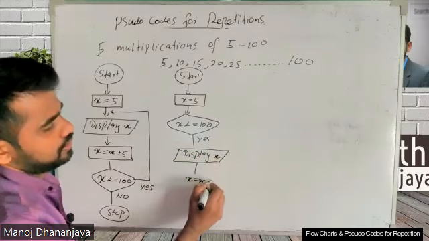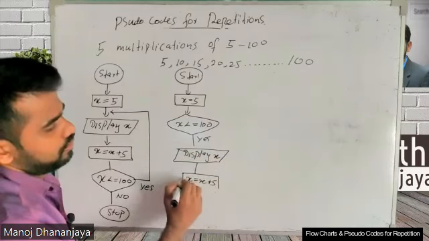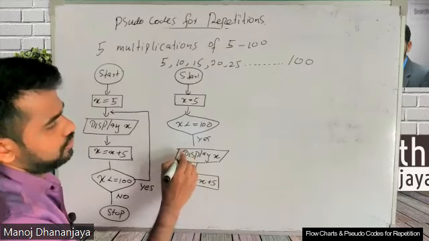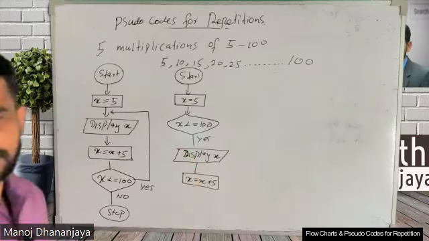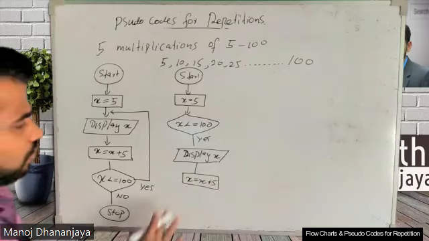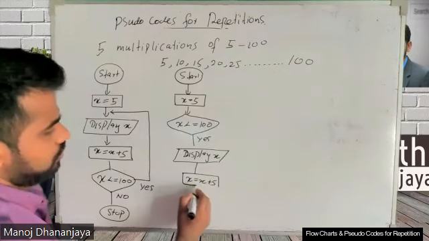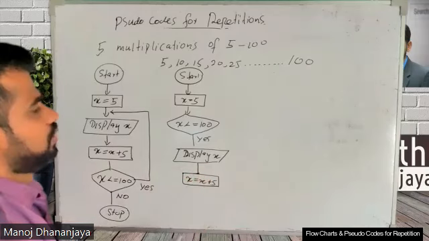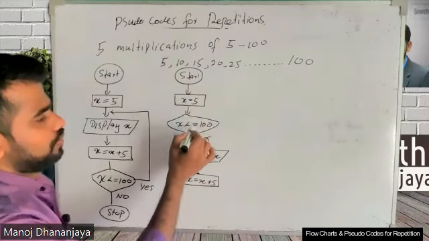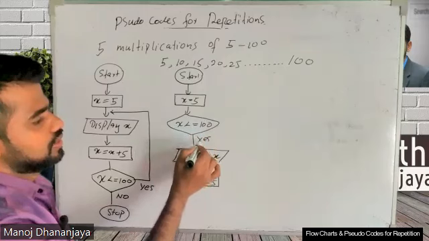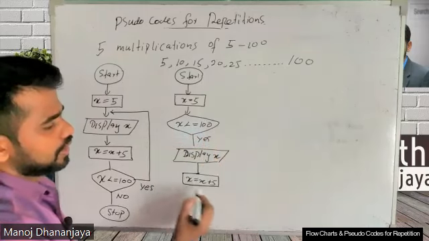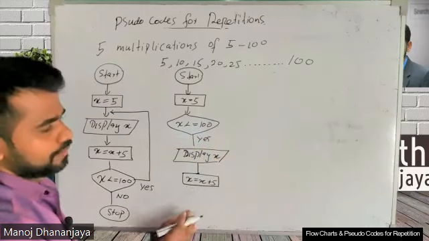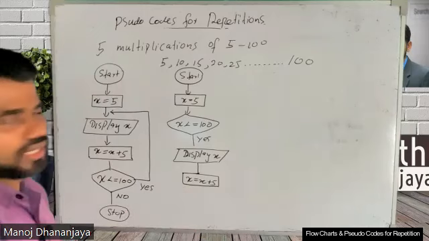X equal x plus 5. Display x, then x equal x plus 5. Now what we can do? X equal 5. Is x less than or equal 100? Yes, display x. 5 will be displayed. X equal 5 plus 5, 10. Now 10 should be displayed on the screen.